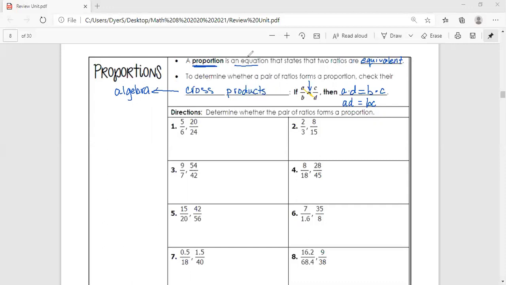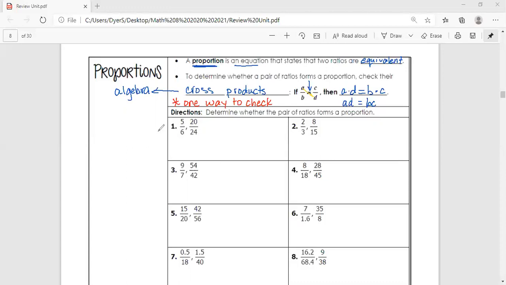Okay, so I want to make a note here because in 7th grade or probably in 6th grade at some point, you learned that there are other ways. So cross products, that's one way to check. We're going to look at another way in just a second, and you can then do whichever one is easiest for you. Sometimes doing cross products is the only logical way, okay? It's only one way to check for proportionality.